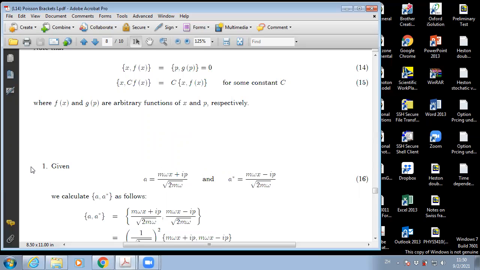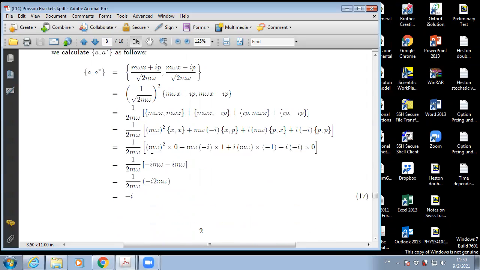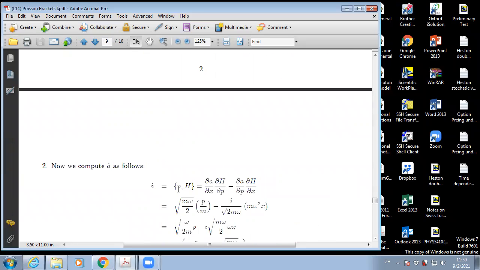The answer is yes, because the Hamilton's equation tells us that any function of x and p will obey Hamilton's equation. So we know that A will obey the Hamilton's equation, A dot equal to the Poisson bracket between A and H. That is the Hamilton's equation for this function A, all right?